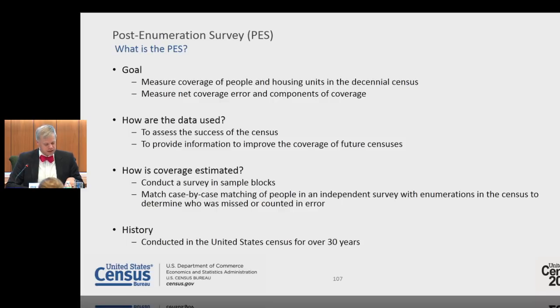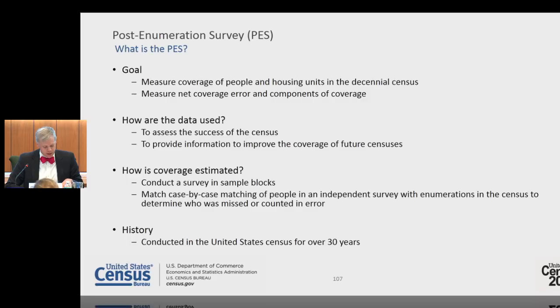We also plan to partition the census count into 3 categories: correct enumerations, erroneous enumerations, and whole person imputations. We will also produce a 4th component of coverage called omissions, which we define as the difference between the number of correct enumerations in the census and the true population size. The results of the post-enumeration survey help us to understand the extent to which the census counted everyone once, only once, and in the right place.